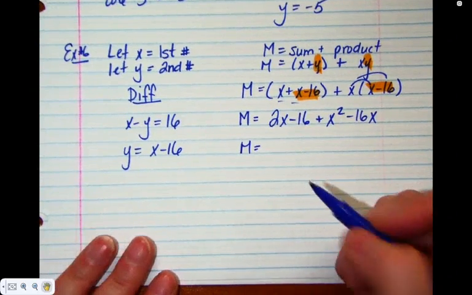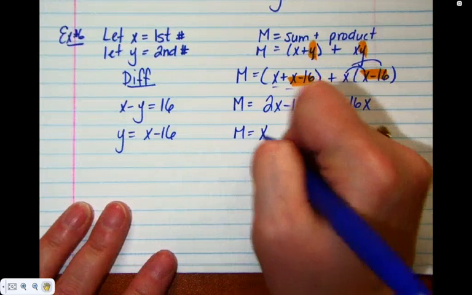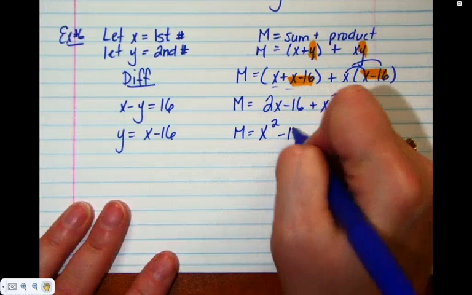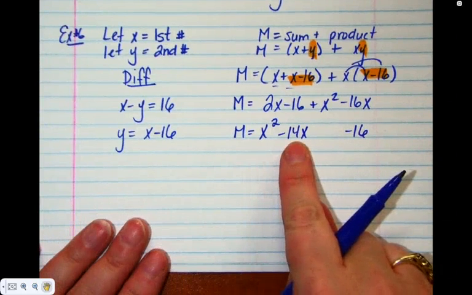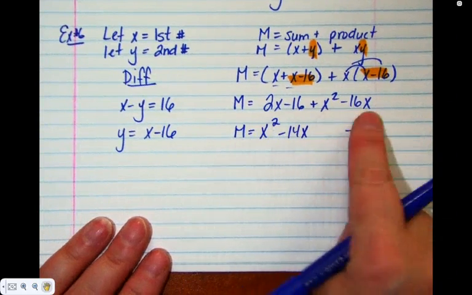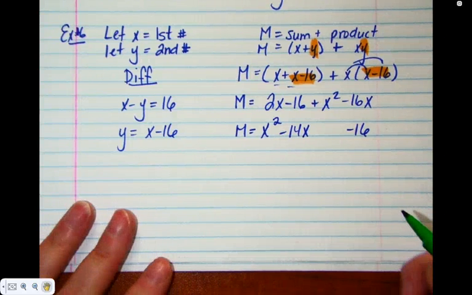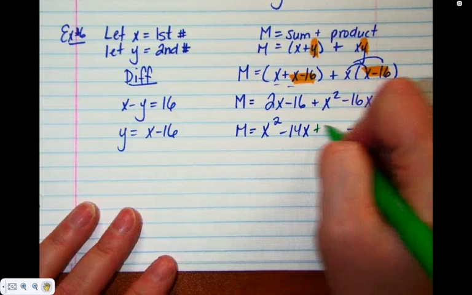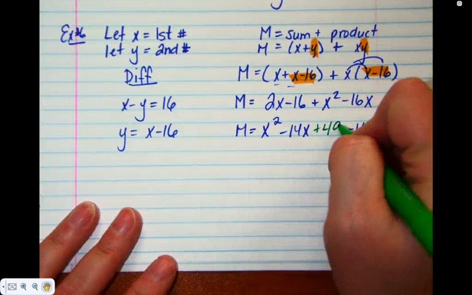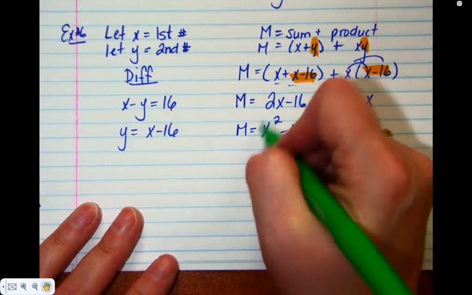Okay. I would put it in the order we're used to seeing for a quadratic. X squared minus 14x minus 16. Where did the negative 14 come from? Simplifying the 2x. Okay, fill in the space. Do we have to put brackets? No, but if you're used to doing it, put it.